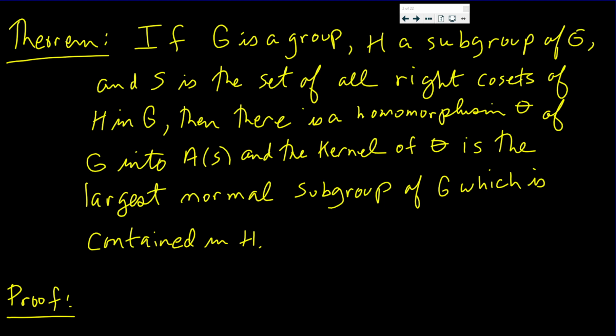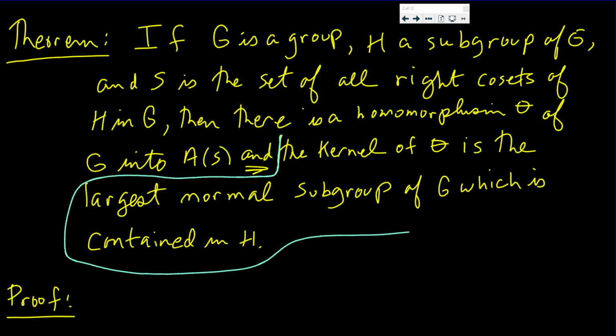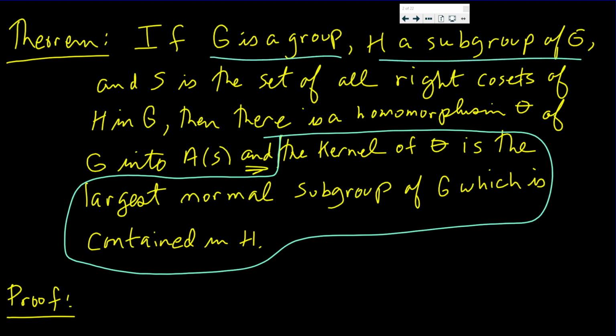Okay, so the first thing I want to do is note that this is a pretty big proof. This here is going to be the second thing we prove. So if G is a group, H is a subgroup, and S is the set of all right cosets, then there's a homomorphism phi that goes from G into A of S.